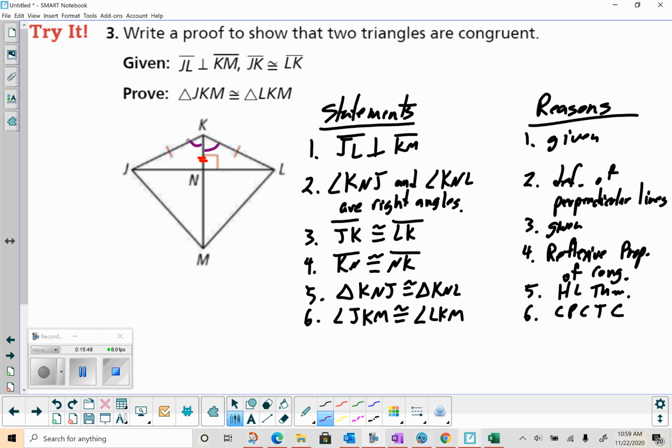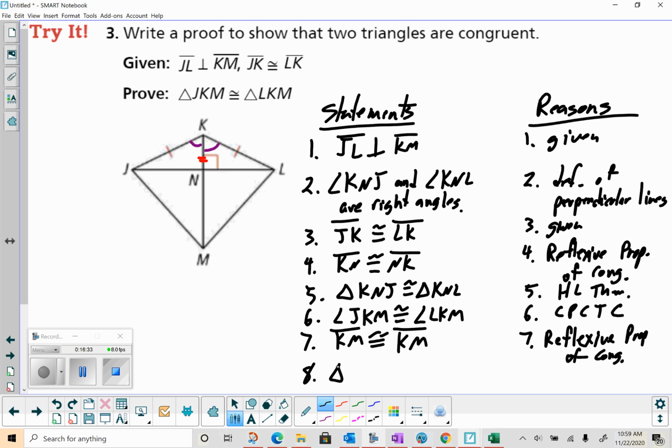From the given, I have one pair of corresponding sides that are congruent. Thanks to CPCTC, I have a pair of corresponding angles that are congruent. I think I need two more steps here. I could say that segment KM is congruent to segment KM, again by the reflexive property of congruence. And that gives me my second pair of corresponding sides.